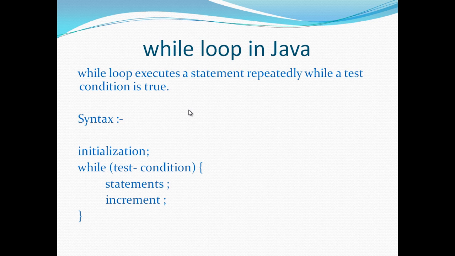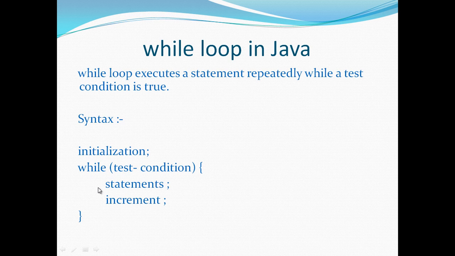So friends, if we look into the definition of the while loop in Java, we see that a while loop executes a statement repeatedly while a test condition is true. Below, the syntax of the while loop is given. Here the first step is the initialization step, and after it the while loop starts. It starts with the keyword while, followed by a parenthesis which has our test condition, and after the test condition there is a pair of open and close curly braces, and between them comes the body of the while loop.